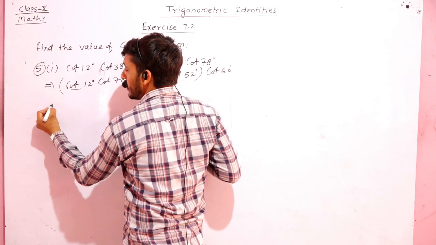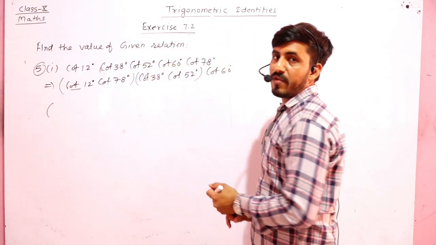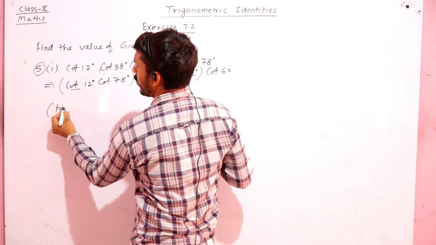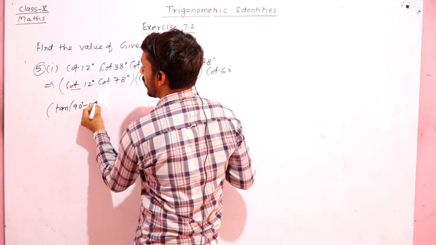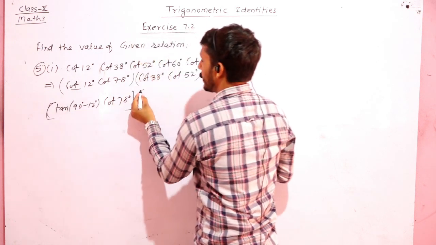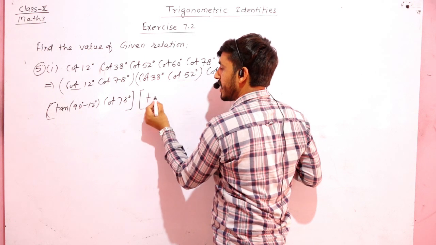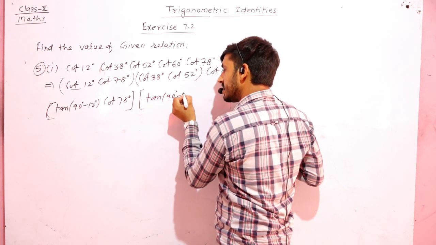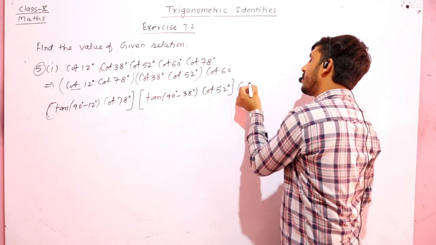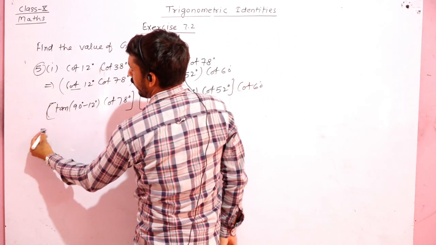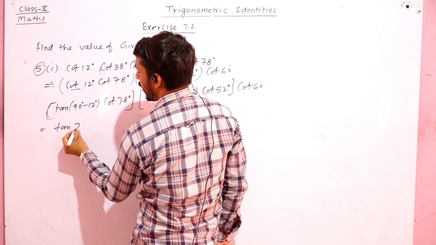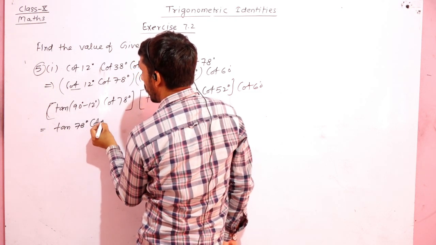So we are obtaining this as cot 12 degree, and we have to change it into its helping trigonometric ratio, and we can write tan of 90 degree minus 12 degree, and that is multiplied by cot 78 degree. This is the first part. Second part, we again solve as we can write tan of 90 degree minus 38 degree, and that is multiplied by cot 52 degree. In the next part we have cot 60 degree. So you can see here, if we subtract 12 degree from 90 degree, then we will obtain 78 degree, and it is multiplied by cot 78 degree.